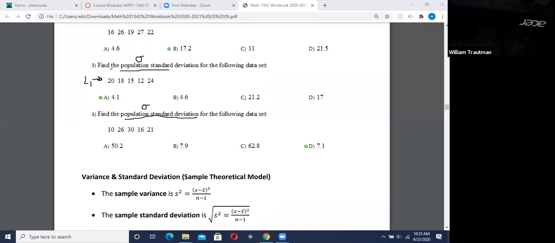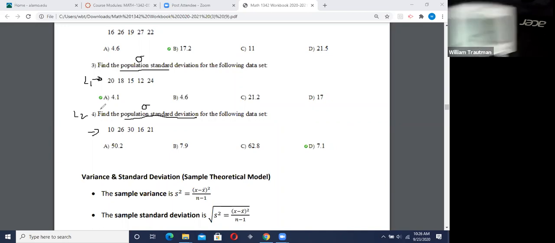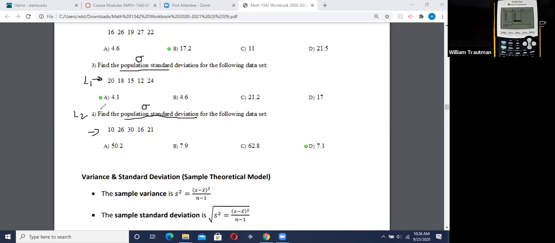20, 18, 15, 12, and 24. By the way, I'm going to do number 4 also, and I'm just going to put it into L2 so we can do it all at once. I'm putting this data into L2. That data there into L2. 10, 26, 30, 16, and 21. And then I'm going to go to the calculator and show you.